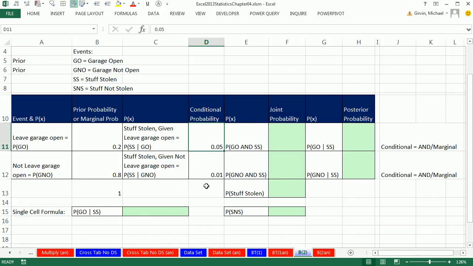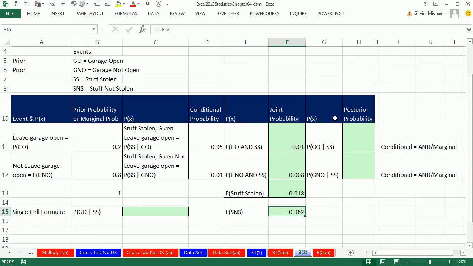Both conditional probabilities. Now we can calculate our "and." So this is the "and" or joint. Garage open and stuff was stolen. Prior or marginal times our conditional probability, and enter, equals prior times our conditional probability, and enter. We could have just copied that formula down. Now this is the probability of stuff stolen, alt, equals, and enter. So about 1.8% chance that stuff was stolen. Here's the probability that stuff was not stolen.